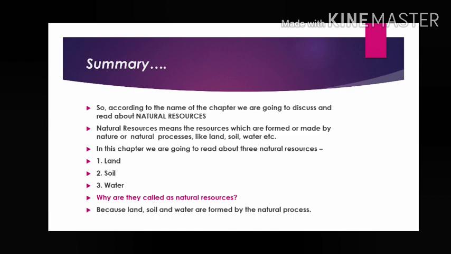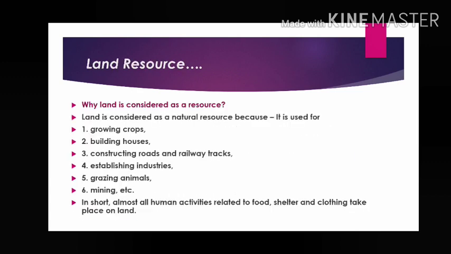So in this chapter we are going to read about three natural resources, particularly three. Who are they? Land, number 2 soil and number 3 water. Now the question is, why are land, soil and water called natural resources? Because if you go through the process of formation of land, soil and water, definitely your answer will be that they are formed by natural processes, no involvement of man-made processes. That's why land, soil and water are called natural resources.